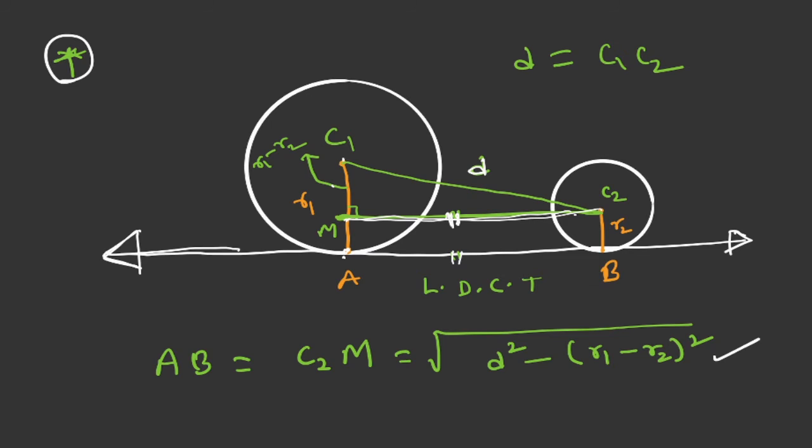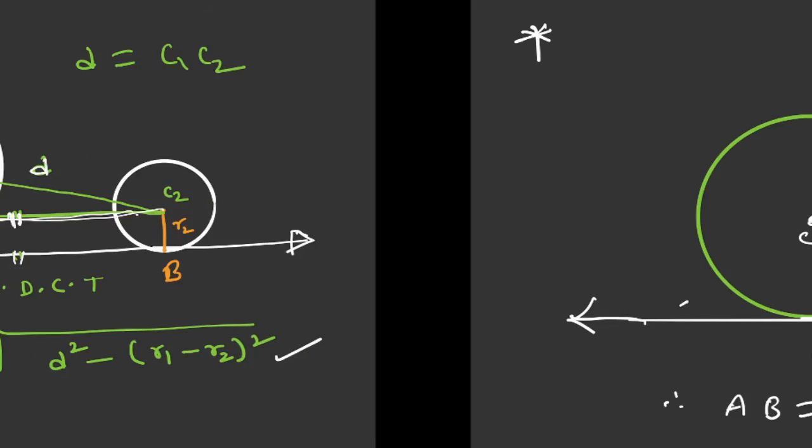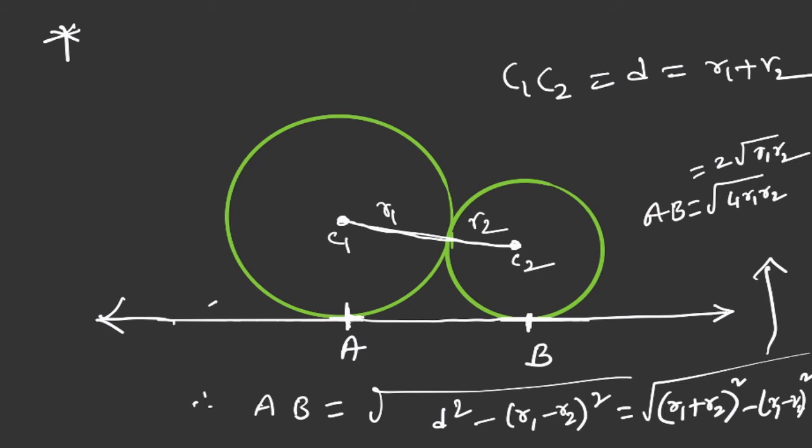Now, similarly, I want to apply this. Here these two circles are not touching, but in our question the circles are touching externally. What is the beautiful condition when two circles are touching externally? The distance between the centers, d, is r1 plus r2.